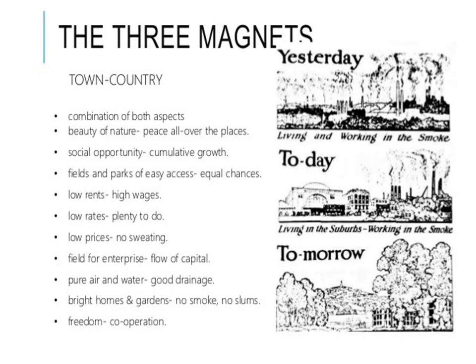In the three magnet concept of town and country, he considers the combination of both aspects, that is beauty of nature, peace everywhere, social opportunity and community growth, fields and parks of easy access, equal chances, low rents and high wages, low rates, plenty to do, low prices, no sweating, field for enterprise, flow of capital, pure air and water, good drainage, bright homes and gardens, no smoke, no slums, freedom, cooperation.